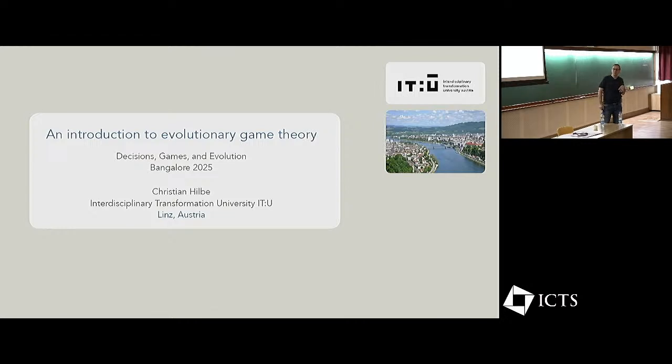So as Supratim mentioned, lately I moved to Linz. This is a photo of Linz. It's a lovely small town at the Danube. It's really nice there. And before I really start with my talk, I wanted to give you first an impression of what has drawn me into this field.